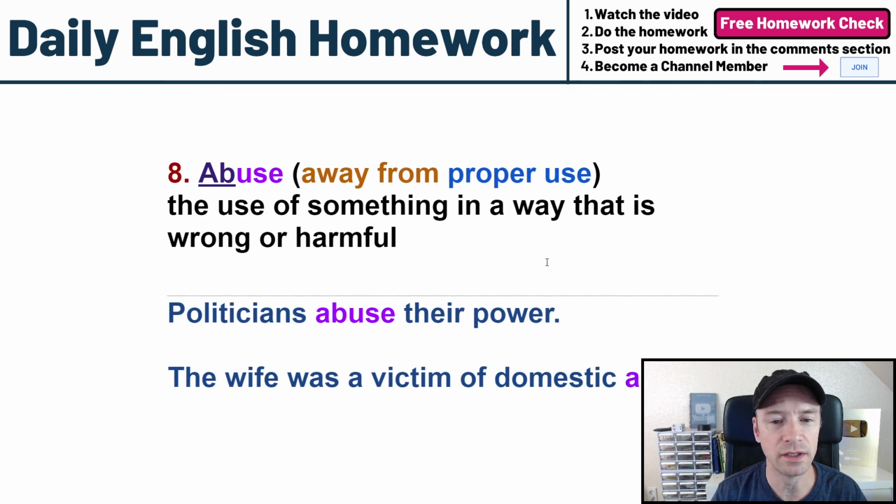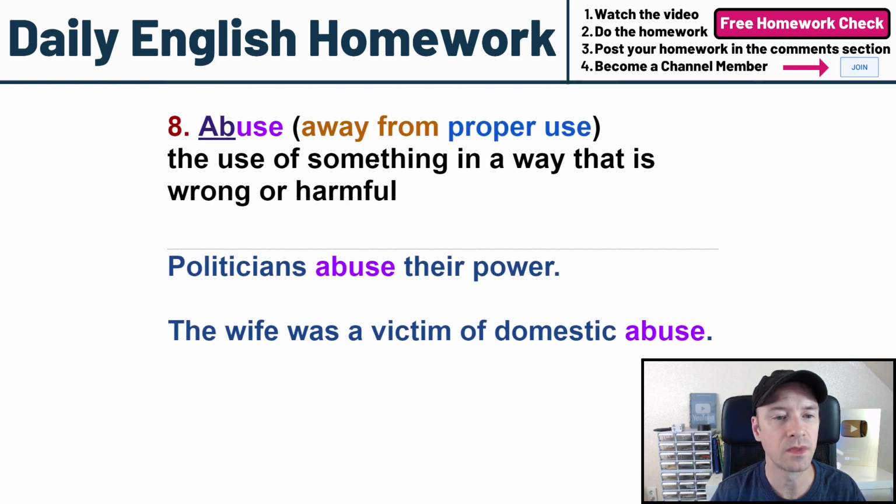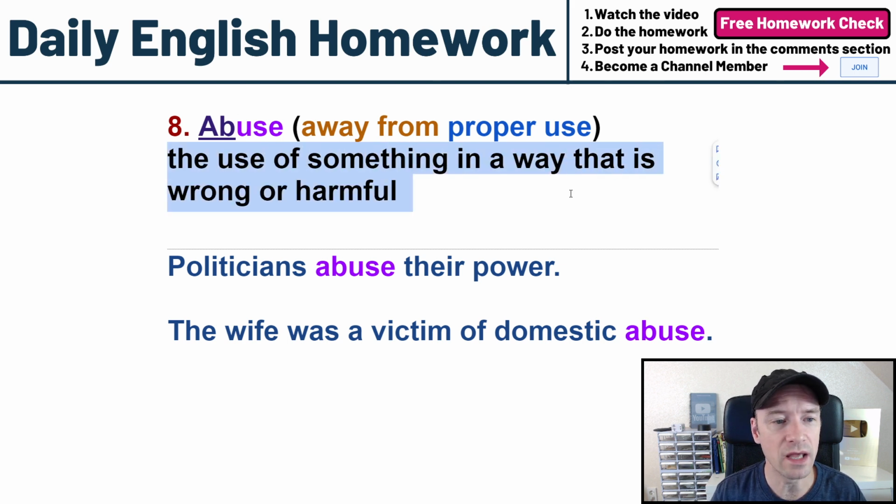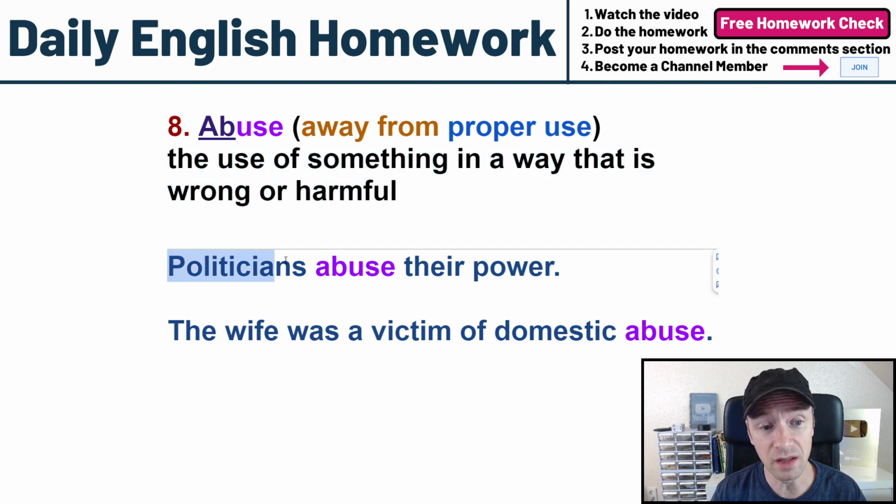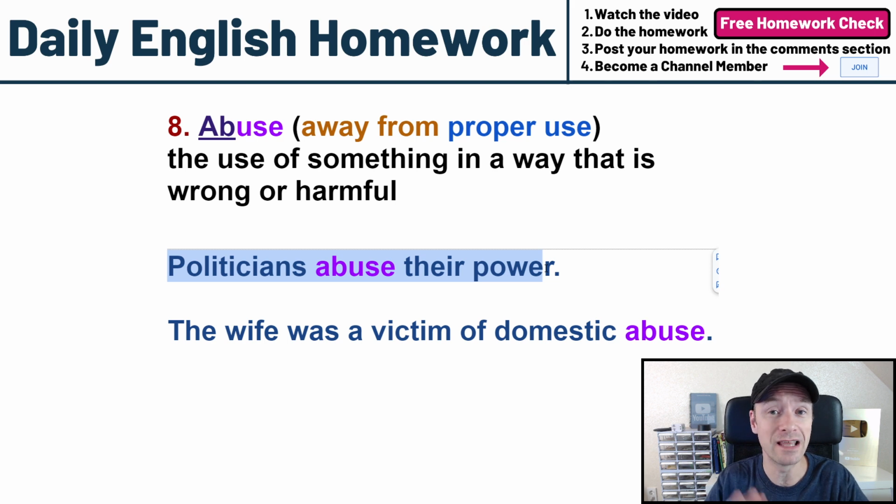And the last one, abuse, away from proper use. You have the way to use something the proper way, and you're away from that, so it's abuse. You're not using it properly. So the definition here, the use of something in a way that is wrong or harmful. As we all know, politicians abuse their power. They have power. They do not use the power correctly. They abuse it. They use it in the wrong way.